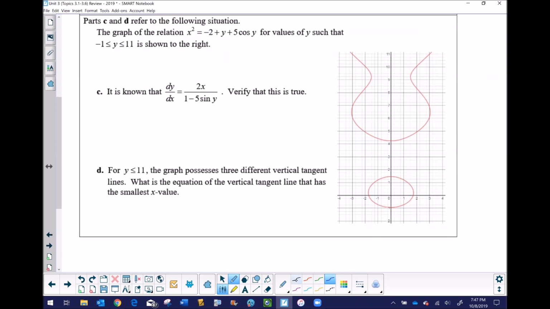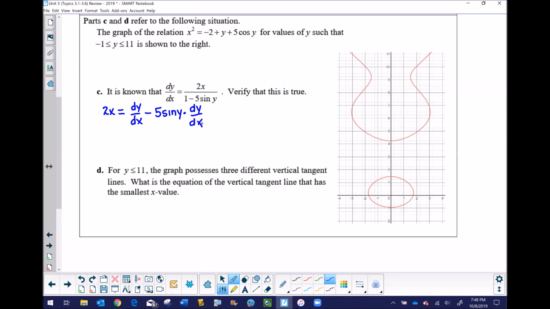So for part C, all that we need to do is take this derivative implicitly and prove that it's equivalent to this. Very similar to what you did on one of the earlier quizzes. If we take the derivative of x squared, we get 2x, equal, and if we take the derivative of -2, we get 0. If we take the derivative of y, we get dy/dx. And if we take the derivative of 5 cosine y, we get negative 5 sine y, and again, we multiply by dy/dx. All right.